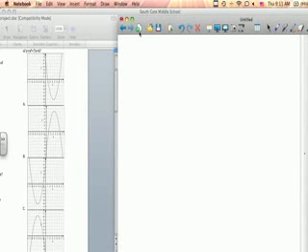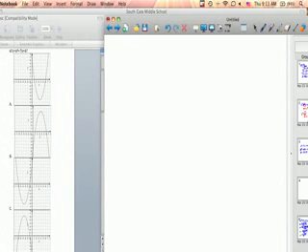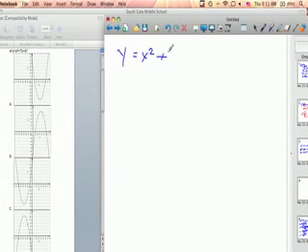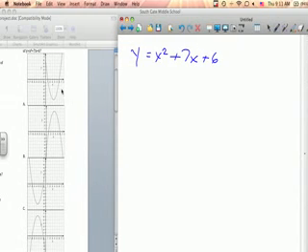Okay, class. Now, in this problem, you've been given a couple of graphs, and you've also been given the equation y... Oh, there we go. Now my pen's working. y equals x squared plus 7x plus 6. And you're given 4 graphs.